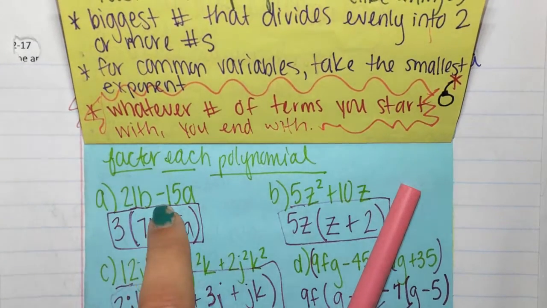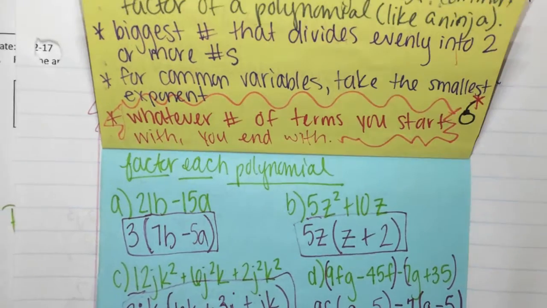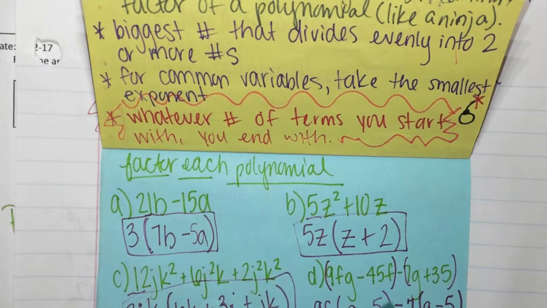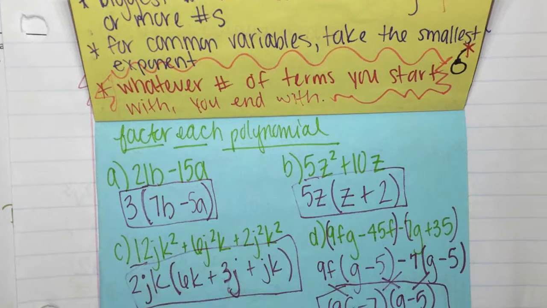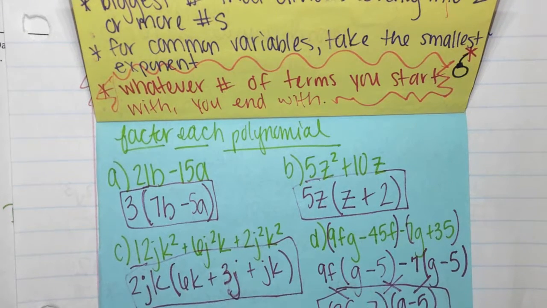Now, if I start with 2 in my problem, how many should I end with? 2. If I start with 3, how many should I end with? If I start with 5, how many should I end with? If I start with a hippo, how many should I end with? Fantastic. Why can we still not do that on our homework?